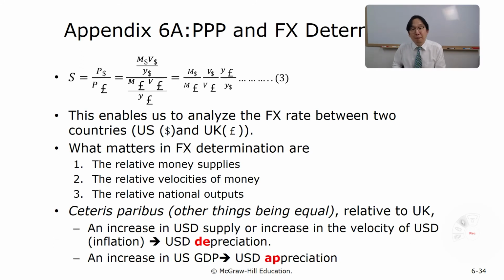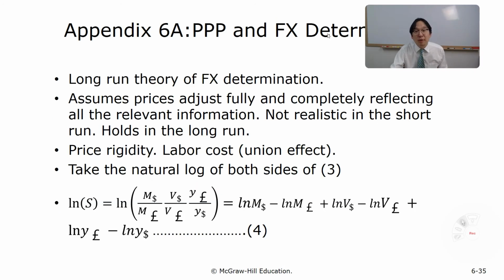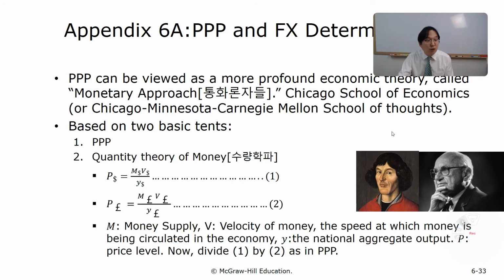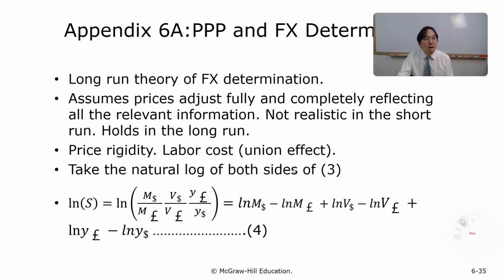US GDP, right? The economic size of the US goes up. The US gets stronger. The dollar gets stronger together with it. Make sense? Yes. So that's the intuition based on this mathematical relation coming from the quantitative theory of money. Remember this guy? Right. Okay. Fine.